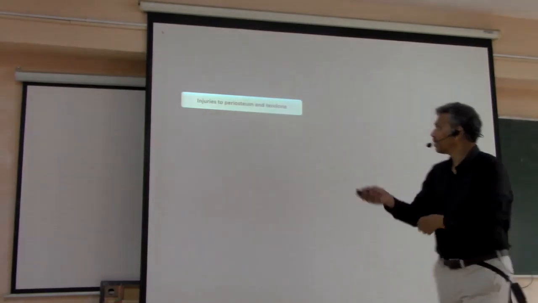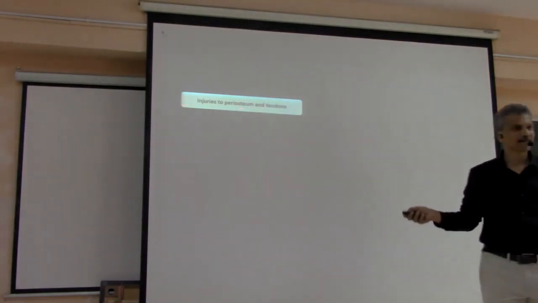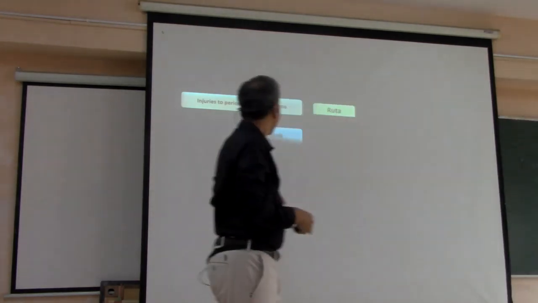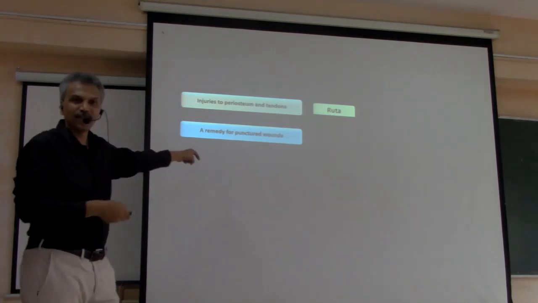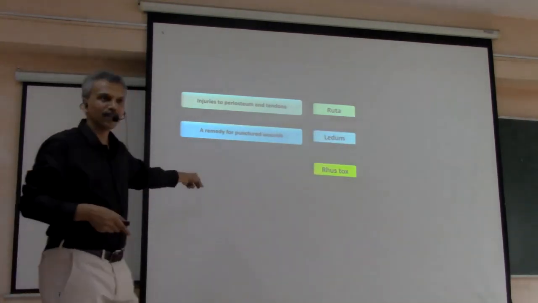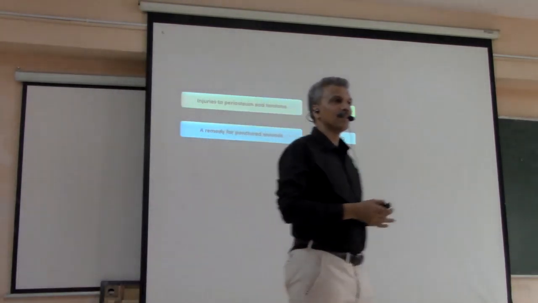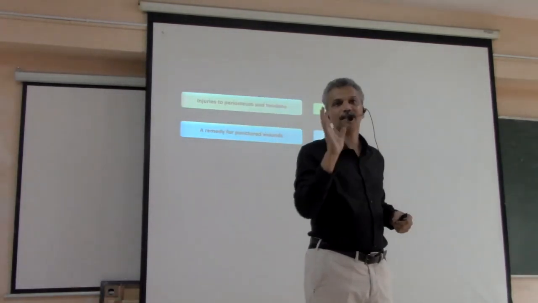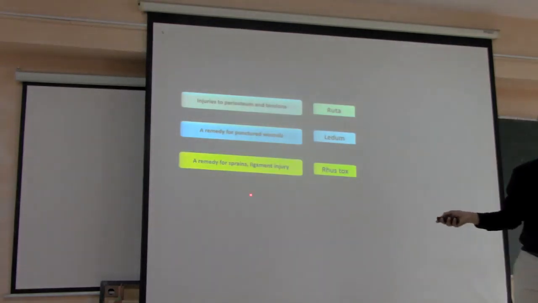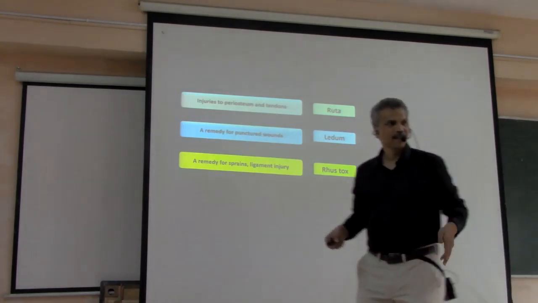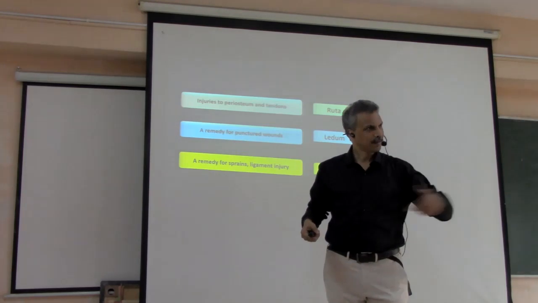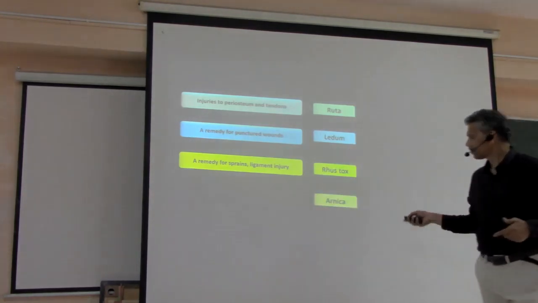We just have a small recall. Injuries to the periosteum and tendons. Ruta, very good. Okay. Second, a remedy for puncture injury. Okay. For these kinds of injuries, one thinks of Rhus tox. See, Rhus tox mainly for ligaments. A remedy for sprain, ligament injury. You know, you're walking, you slip, you sprain, you have a swelling, and Rhus tox can be a beautiful remedy. Arnica?